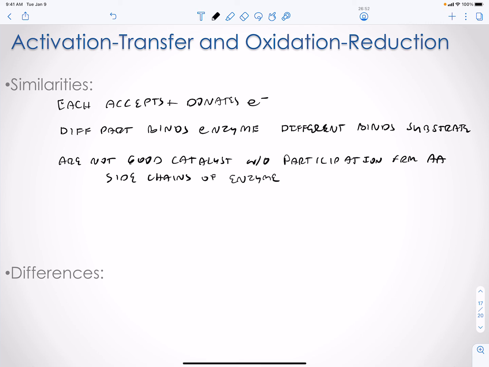Now, differences are that the activation transfer forms covalent bonds. And this is with the substrate. And your oxidation reductions do not.